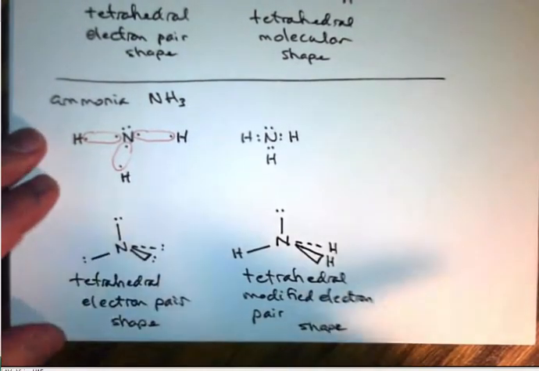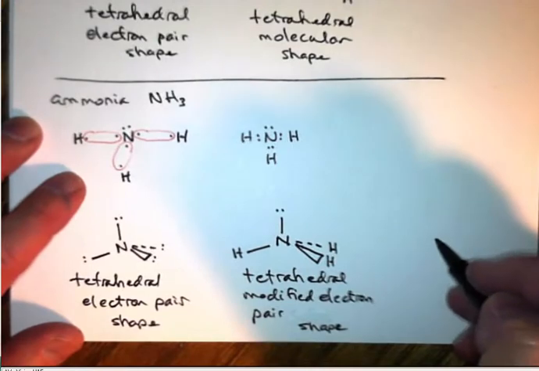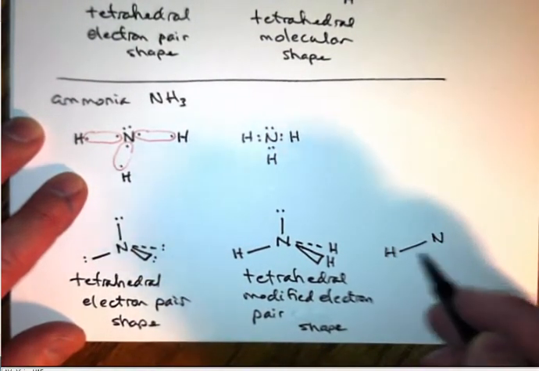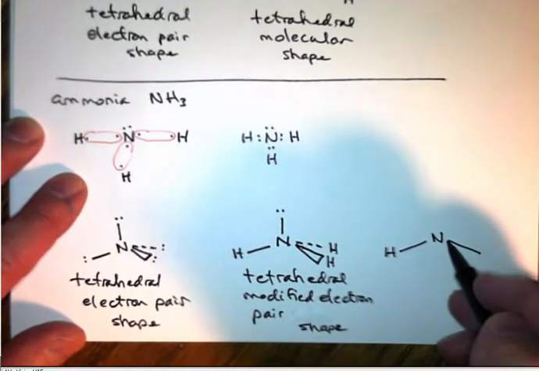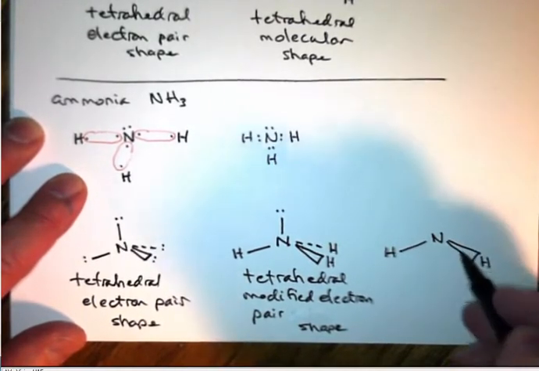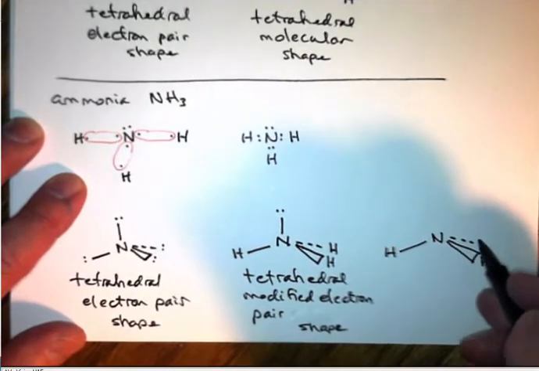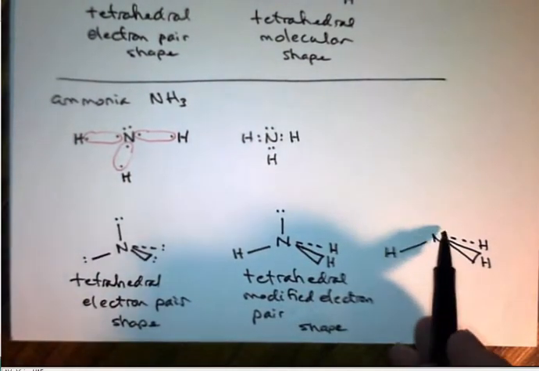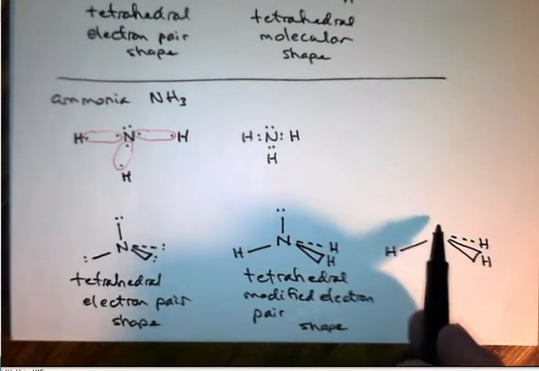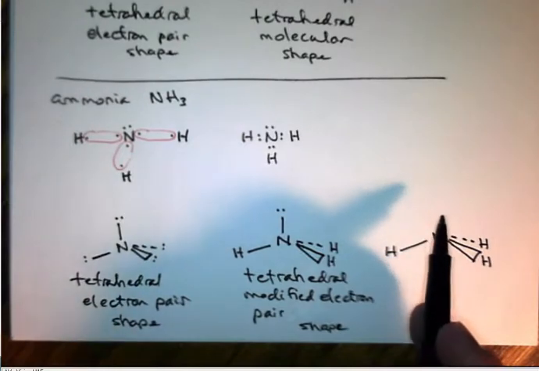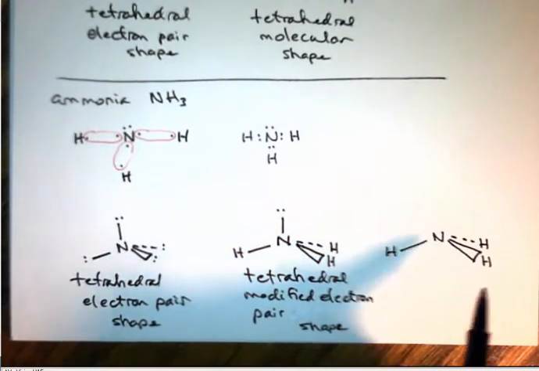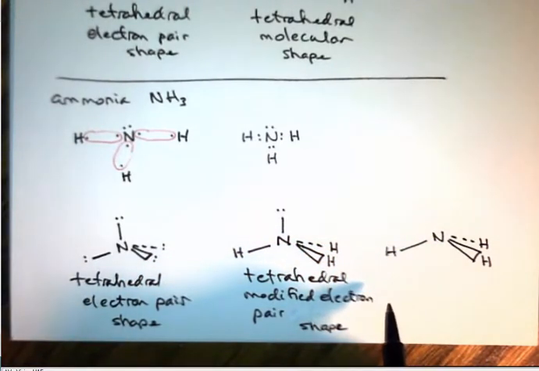Now, this is the one that tends to trip students up. When they draw this, they tend to draw out something that's flat, and it's not flat. They think because you've got 3 hydrogens on there, it must be 3 equally spaced angles, and it's not. When we do the molecular shape, this lone pair, which isn't shown, is actually taking up space and pushing the angles for these hydrogens down. So this is not flat.